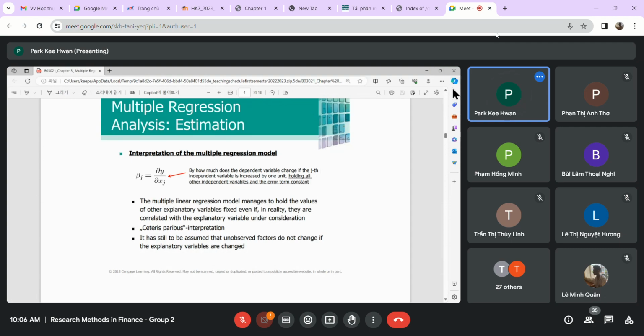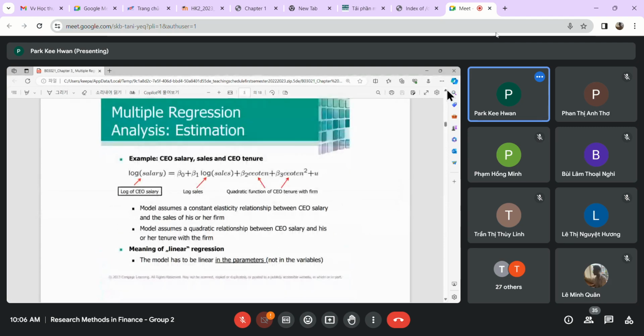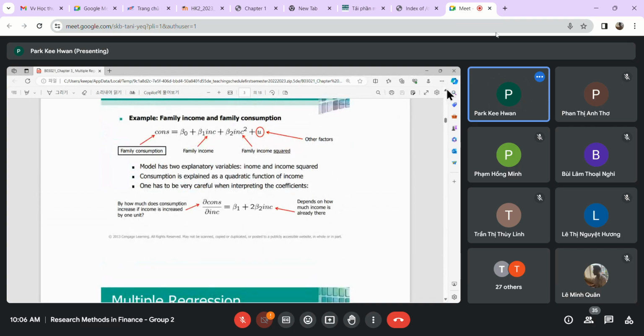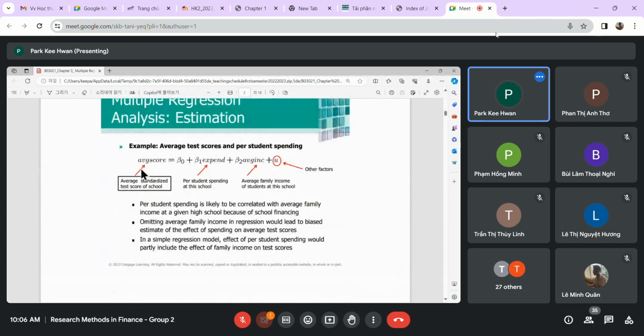So in this case, for example, you estimate the beta 1, and the beta 1 measures how much the salary increases when sales increase while holding all other variables constant. Or in this case, what this beta 1 means is how much the average score increases when the per student spending increases by 1 unit, while the other variable, average family income, is fixed. So that's what is meant by the partial derivative.